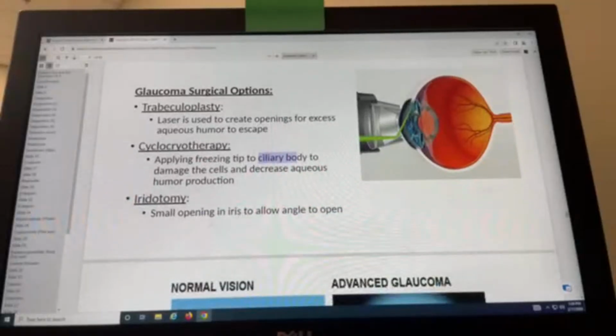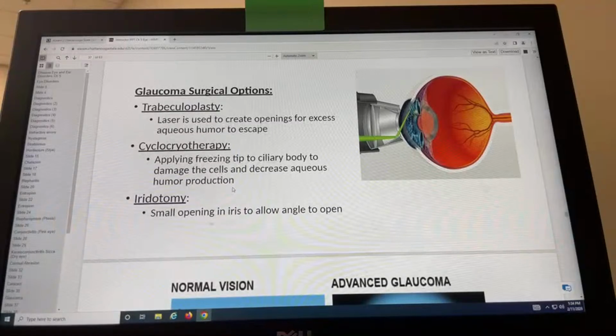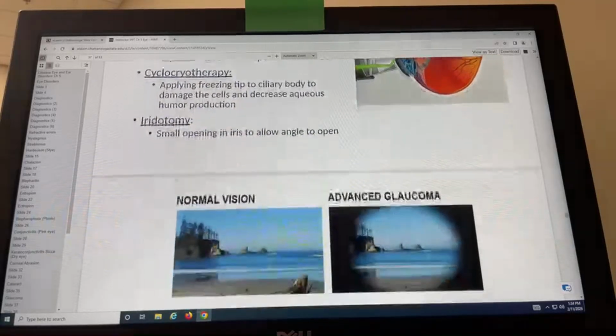And then there's also an iridotomy. This is talking about the iris. So they'll just put openings in the iris to help with the draining as well. You don't need to know all the details about what these are and how it's done. Just be able to recognize trabeculoplasty is for glaucoma. Cyclocryotherapy, this is just the basics, right? Be able to recognize what disease this is for. Does that make sense? I don't expect you guys to know how to do the surgery or all the complications or anything like that.